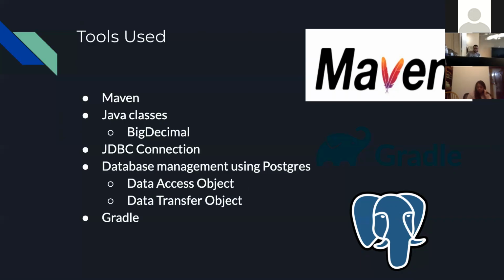We also use a JDBC connection because we're using a database, and JDBC just makes it possible to establish a connection with a data source and send queries and update statements. And to manage our database in Postgres, we use a data access object, which is a Java class that just accesses the data in the database. And we also use a data transfer object to transfer the data from the API and place it into our database.